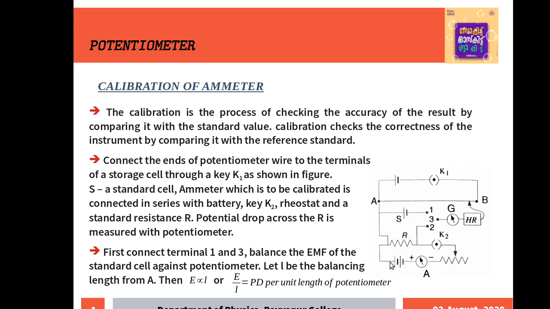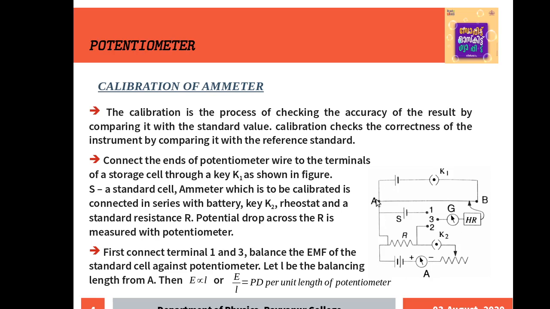The rheostat is for varying the current, and this cell provides the current. That current will go through this ammeter. If you want to vary the current, you can vary the rheostat, and that current will flow through the resistance, so it will make a potential drop here. This potential drop is given to our potentiometer to balance it against the potential drop across AB.